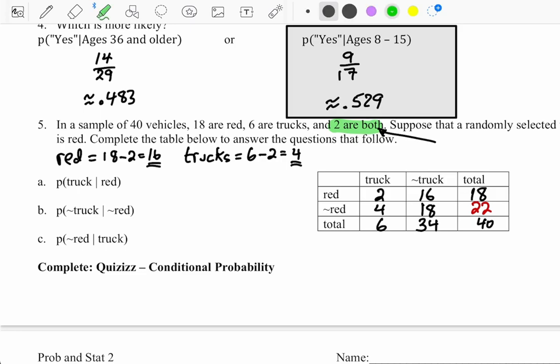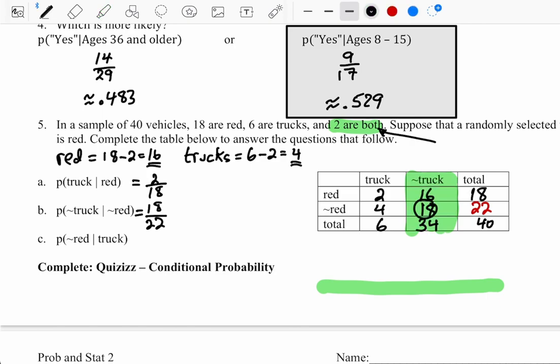If it's given that it's red, what's the probability that it's a truck? 2 out of 18. If it's given that it's not red, what's the probability it's not a truck? There's 18 of those out of 22. And lastly, if it's given that it's a truck, so that's all of this, what's the probability that it's not red? 18 again, but this time out of 34.